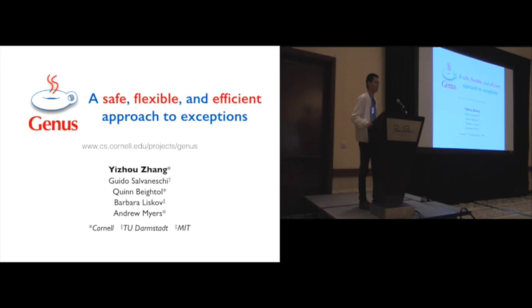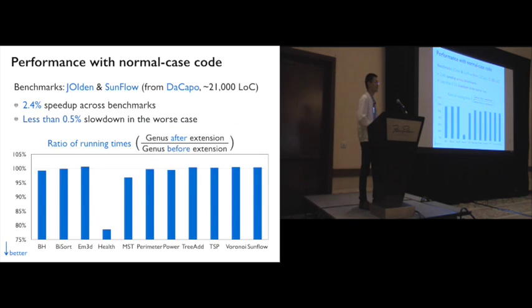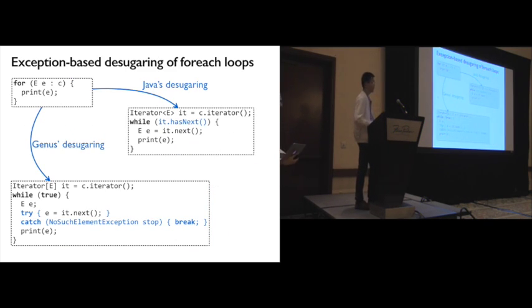So your benchmarks were within, like, the original running time, pretty close, except for one of the programs looked like it had a significant speed up. Why is that? Yeah, thanks for asking that question. So the speed up here almost exclusively comes from this health benchmark over there. And what happens here is that Genus desugars for-each loops in a different way than Java does. So you can see that Java desugars for-each loops by calling hasNext on each loop iteration, but Genus desugars for-each loops by only throwing and catching an exception at the end of the loop. And this can have a perceptible impact on your performance if the loop body is iterated a great number of times.